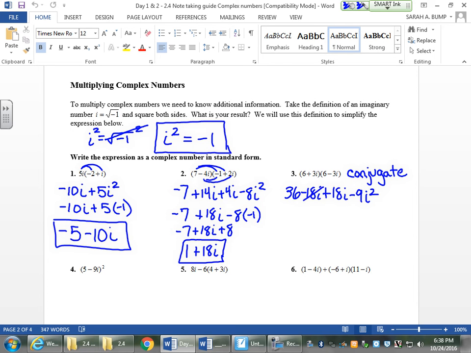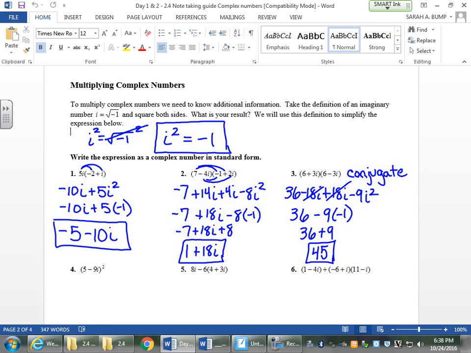The middle terms cancel. That will happen 100% of the time when you multiply an imaginary number by its conjugate. The middle terms will cancel. So you could technically skip the step of multiplying the outer and the inner and just multiply the first and the last term. This will become 36 minus 9 times negative 1, 36 plus 9, which is 45.